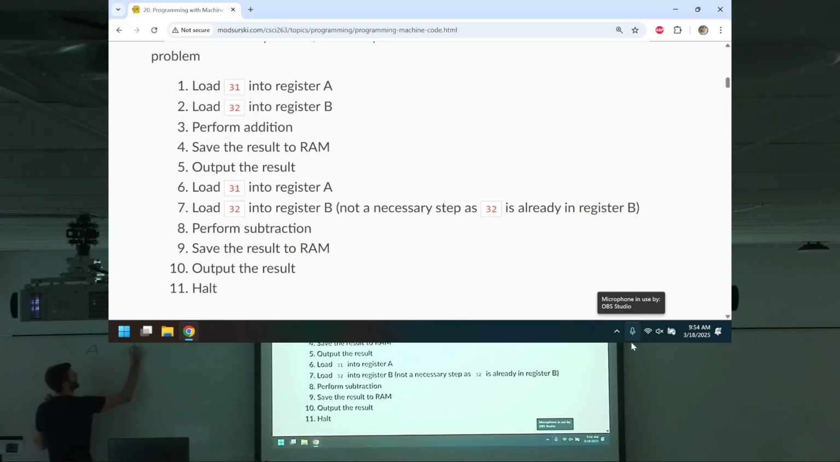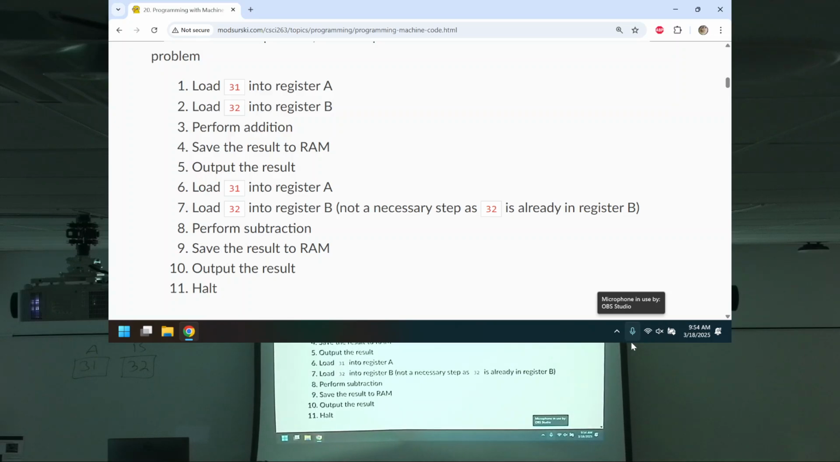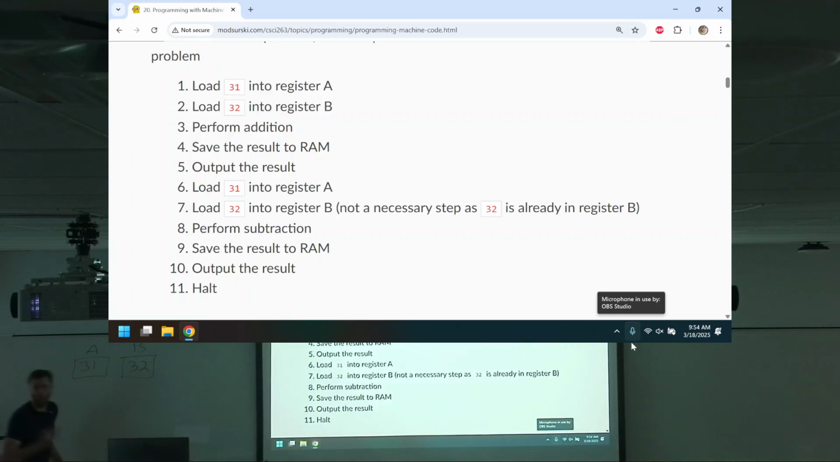A, B, 31, 32, right? On line 3, I say perform addition. Well, what does that do? That should give me 63, right? But where does it go? Based on how we made addition, and remember, we didn't need to make it like this. We could make addition save the result to RAM, whatever, but we didn't. We say overwrite the value in A. So that becomes 63. We save the result, okay.